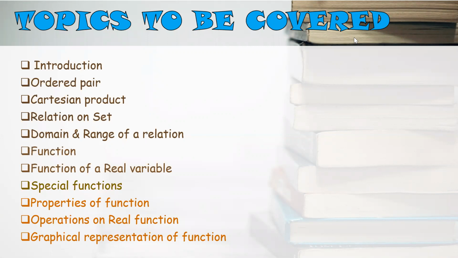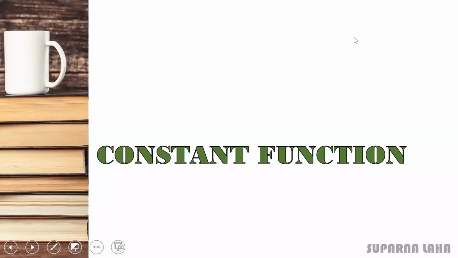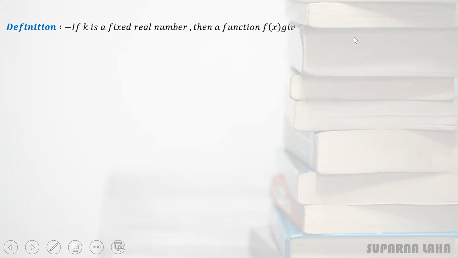So let's start with types of function, or the special functions, with the constant function. Now, what is a constant function? If we go through its definition: if k is a fixed real number, then a function f of x given by f of x is equal to k, for all x belongs to R, we will call this a constant function.